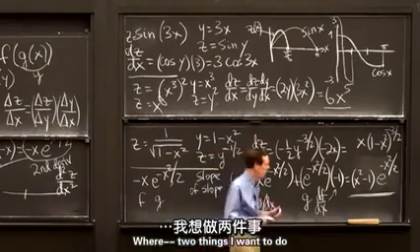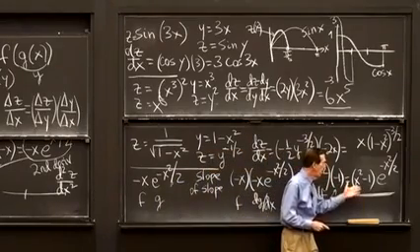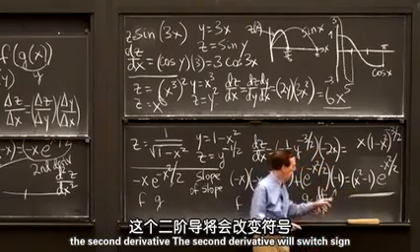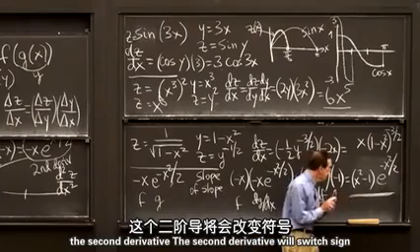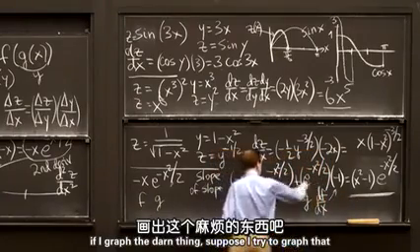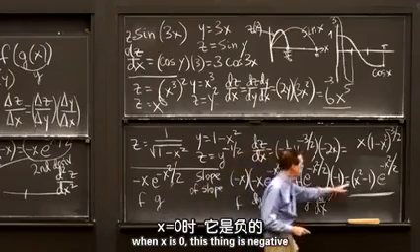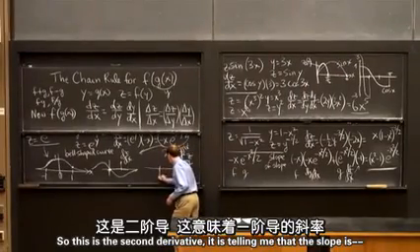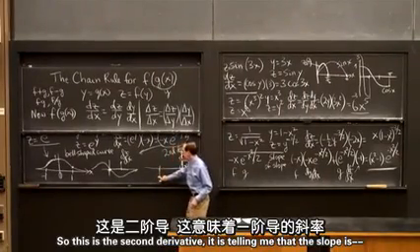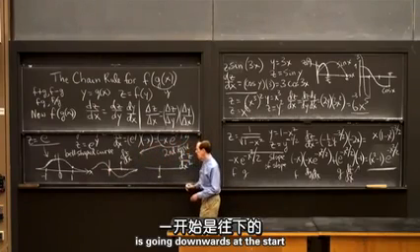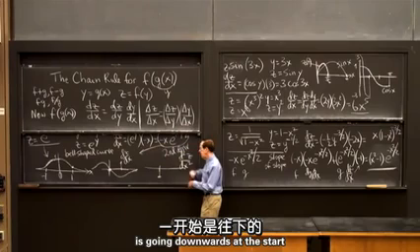Two things I want to do. One with this example. The second derivative will switch sign. If I graph the darn thing, suppose I tried to graph that. When x is 0, this thing is negative. What is that telling me? So this is the second derivative. This is telling me that the slope is going downwards at the start.